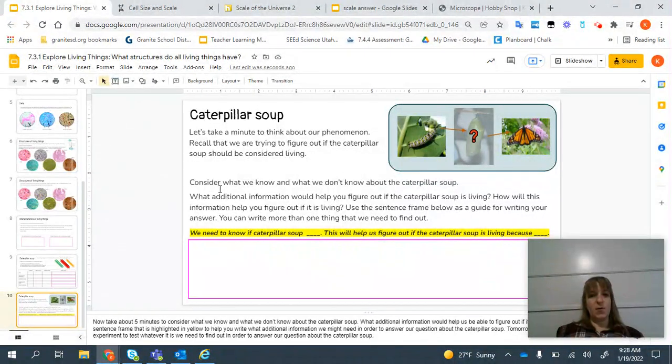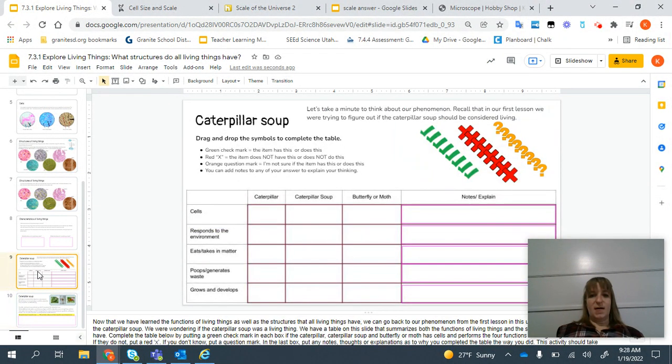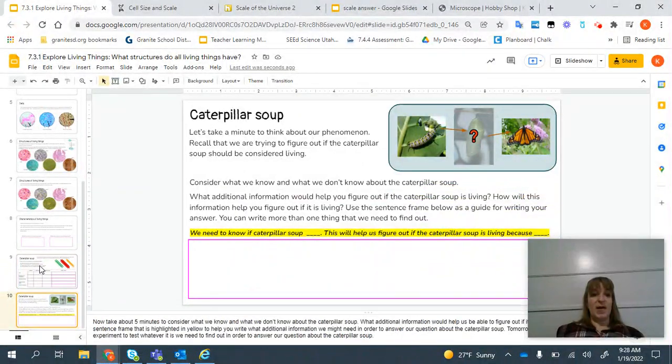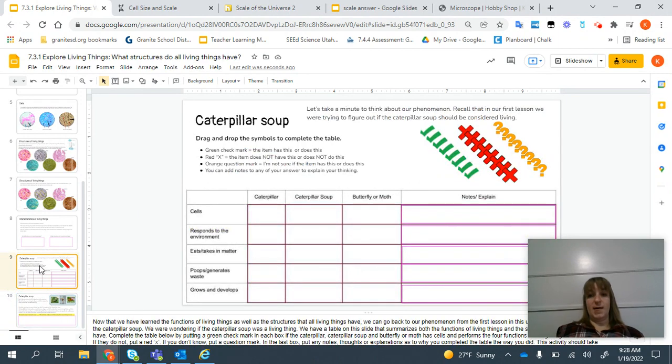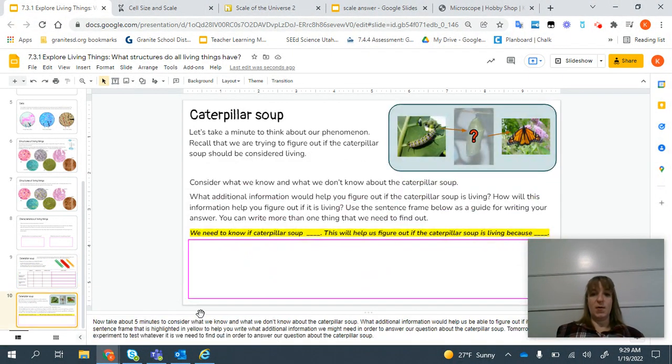So let's consider what we know and what we don't know about the caterpillar soup. We summarized that on the previous table. So if we have a question mark, then we don't know. A green X or a green check mark or a red X will tell us that we do know for certain whether it does or does not. A question mark tells us that we still don't know.